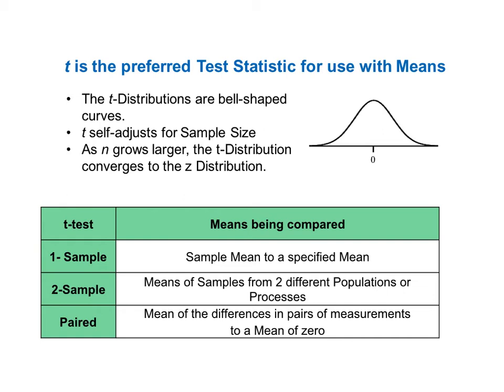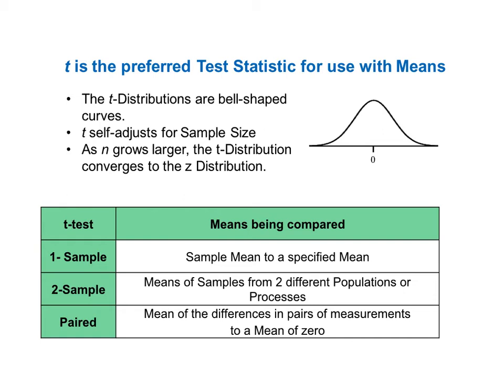The one sample t-test compares the sample mean to a specified mean. The specified mean could be a target mean, a historical mean, or anything else. In a two-sample t-test, the means of samples from two different populations or processes are compared. In a paired t-test, the sample consists of a pair of numbers from each individual test subject.